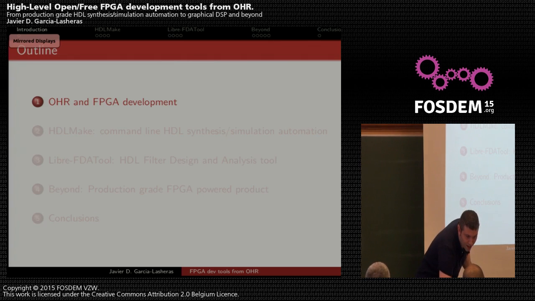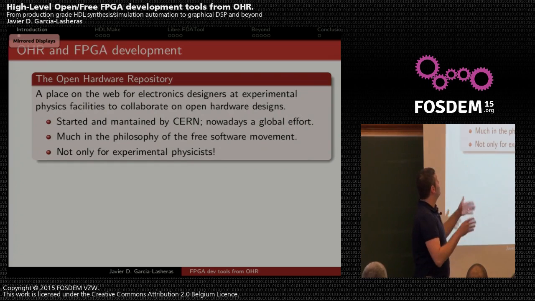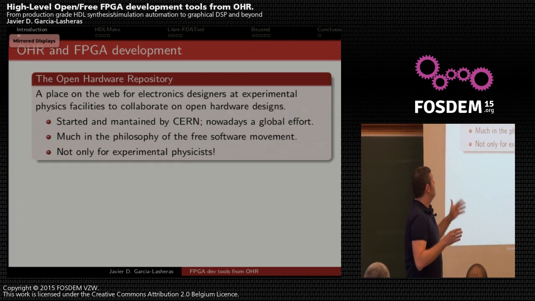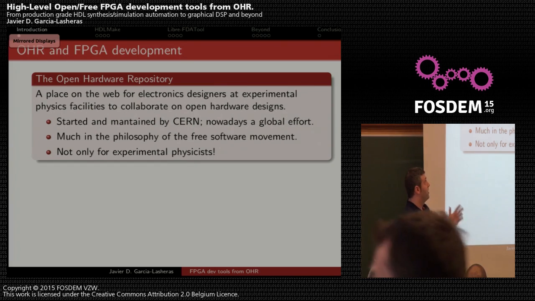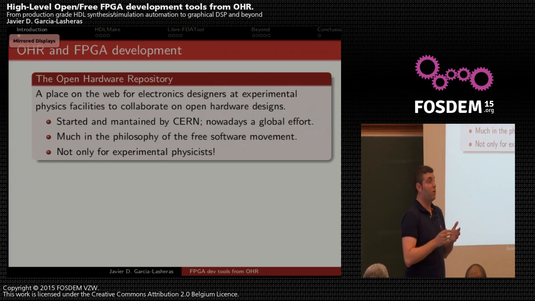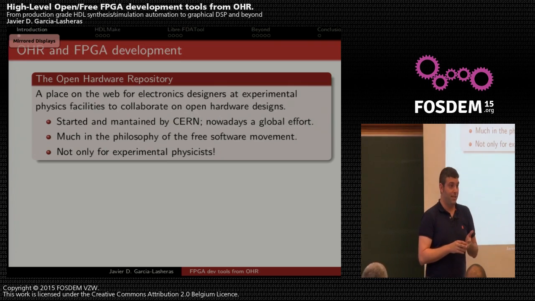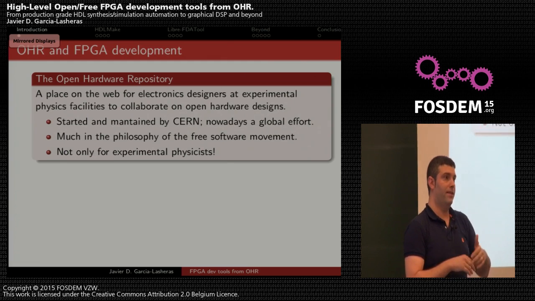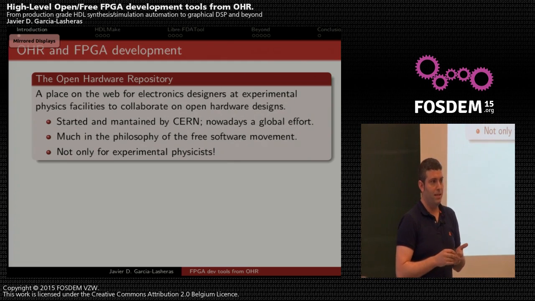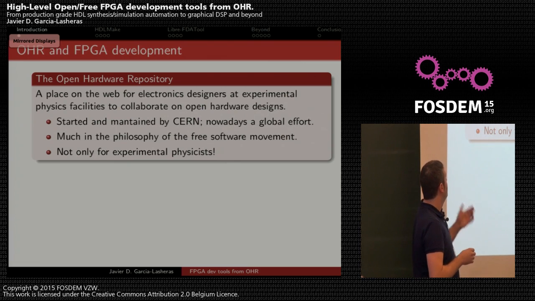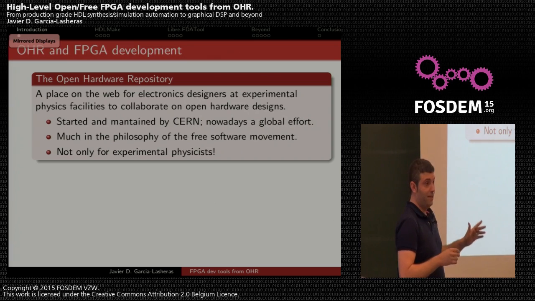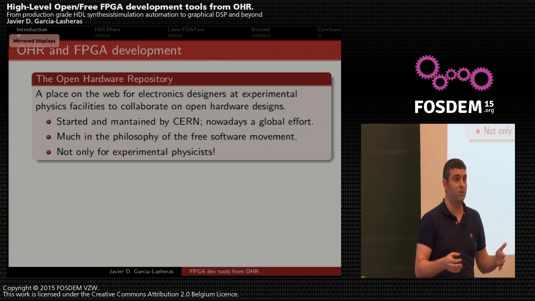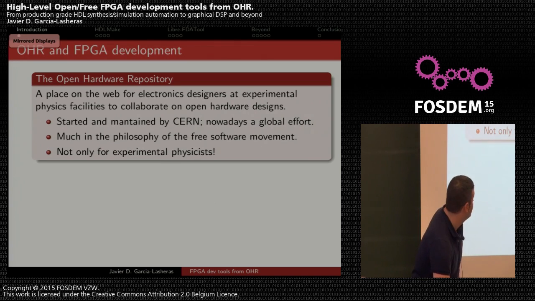So let's move on. First, what I want to tell you about the Open Hardware Repository. I don't know if you know it, but from its own definition, the Open Hardware Repository is a place on the web for electronic designers at experimental physics facilities to collaborate in open hardware designs. It was started and maintained by CERN, and today there is a global forum where multiple companies and universities collaborate in different projects. This is much in the philosophy of the free software movement, and this, of course, is not only for experimental physics. You have a lot of useful resources that you can reuse for other kinds of projects.